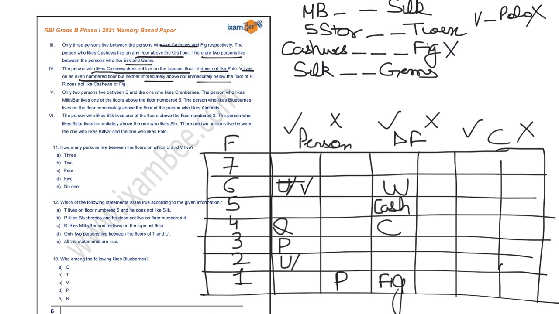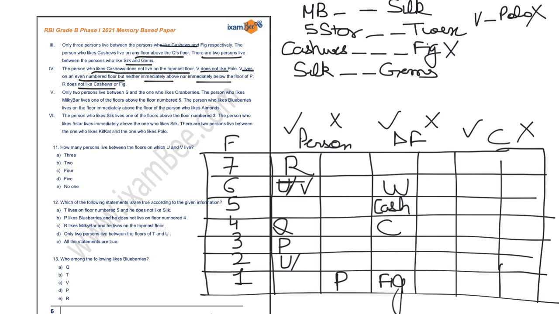Also, it is given that R does not like cashew or fig. So R can't be placed at the 5th floor because cashew is there, and it can't be placed at the 1st floor because fig is there. So the only possibility for R is the 7th floor. So I'm writing R over here.